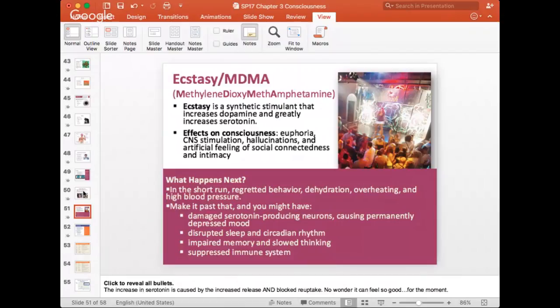Ecstasy disrupts your sleep, which we talked about can be dangerous, impairs your memory, slows your thinking, and it also suppresses your immune system, which makes you more likely to get a disease.